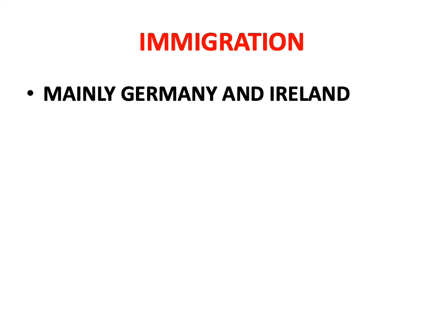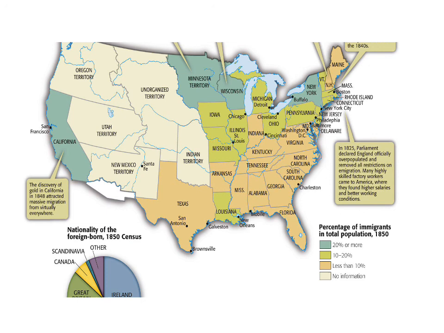Now, immigration at this period, until the Civil War, is largely from Germany and Ireland or Great Britain. Here we can see a map, and I'm sorry, some of this is cut off, but the shading represents the percentage of immigrants in the total population. So the darkest green is 20% or more of the population in those states in 1850 consisted of immigrants. So you have New York, and you have Wisconsin and what was then known as the Minnesota Territory. These were immigrants largely from Germany and Scandinavia.